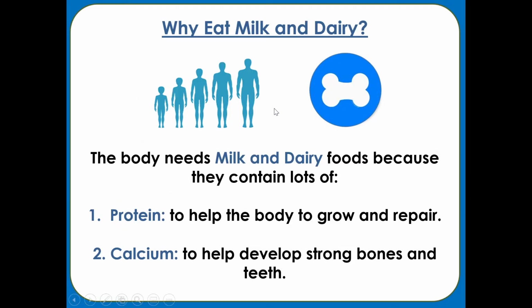So why do we eat milk and dairy? What is it we actually get from it? The body needs milk and dairy foods because they contain two things: protein, which we've already looked at. Protein we know is good for growth and repair of our cells in our body. And then the main thing that most people will recognise that you need from your dairy products is something called calcium. Calcium is used to develop strong bones and teeth. So you need to make sure you get plenty of calcium, especially as you're growing up, so that you get good strong teeth and strong bones.